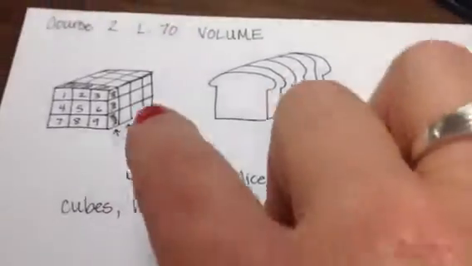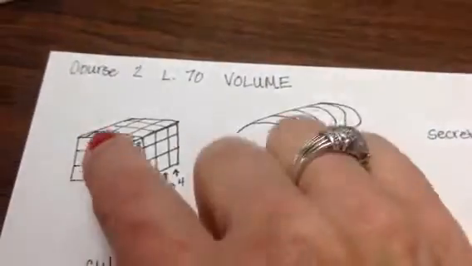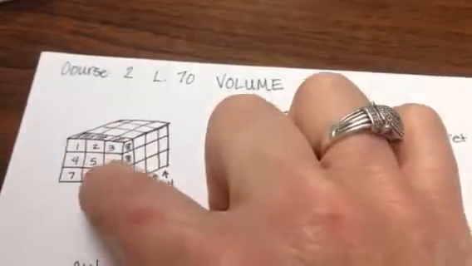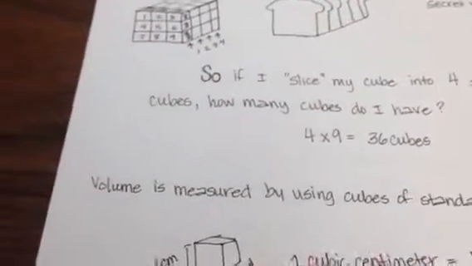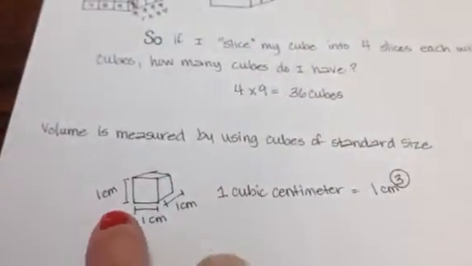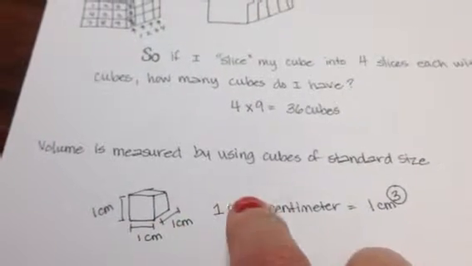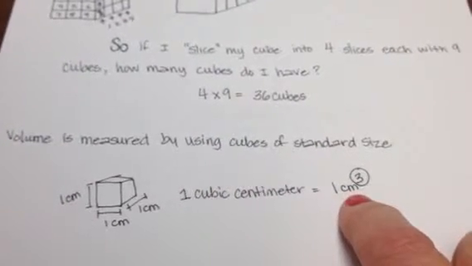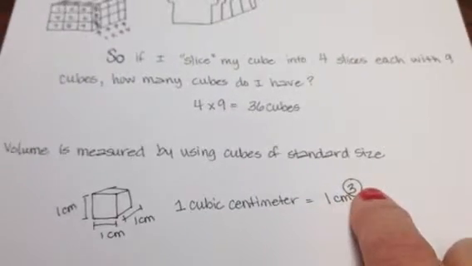All right, so volume is going to be length times width times depth, or height, sometimes they say. Volume is measured by using cubes of standard size. So usually a cube is 1 centimeter by 1 centimeter by 1 centimeter. So that would be 1 cubic centimeter, or we would say 1 centimeter cubed. Okay, with a 3, no longer squared. Now we're talking about cubed.